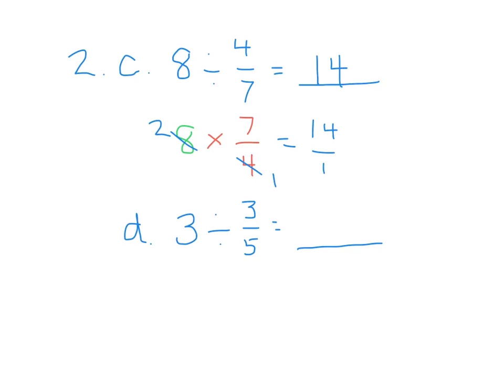For letter D, copy the 3, change divide to times, change 3/5 to 5/3. I can reduce before I multiply, and my 3's reduce to 1's. 1 times 5 is 5 over 1. So my answer is the whole number 5.